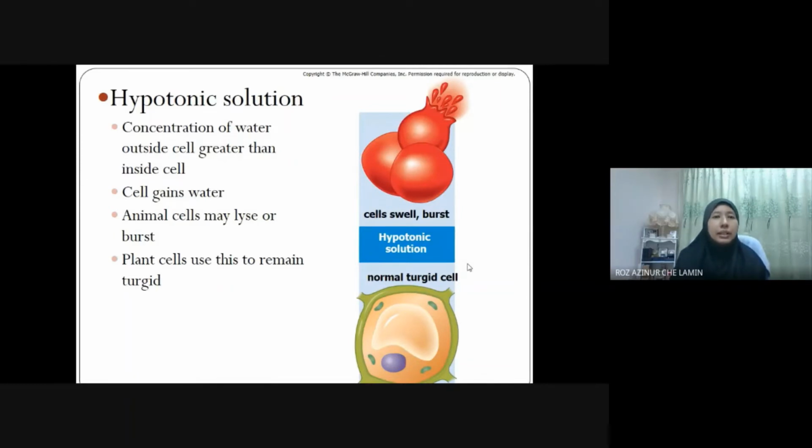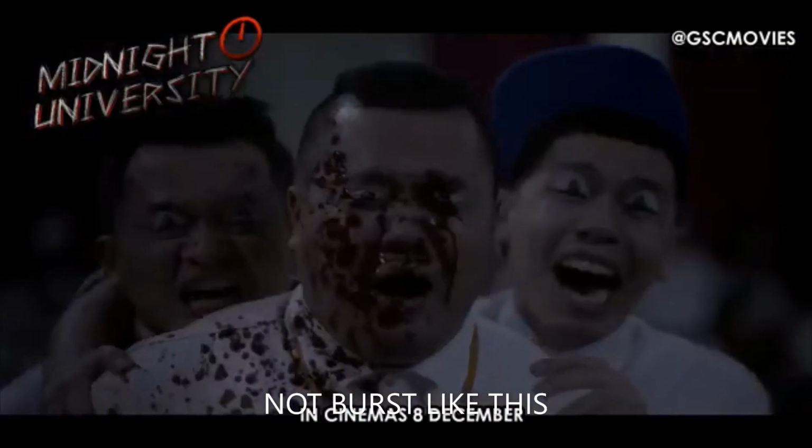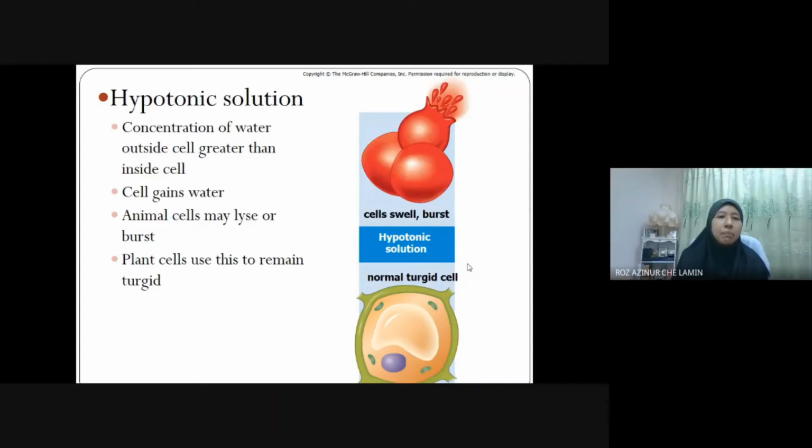So here is a hypotonic solution. The concentration of water outside the cell is greater than inside the cell. This means the water is more outside the cell, so it causes the cells to gain more water. An animal cell may lyse or burst, while the plant cell tends to remain intact due to the cell wall.